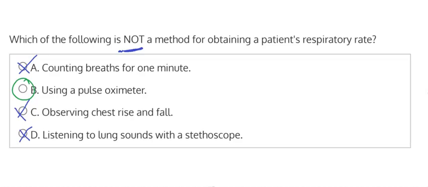So that leaves us with our original idea of option B, using a pulse oximeter. That's typically not a method used for obtaining a respiratory rate in a patient.